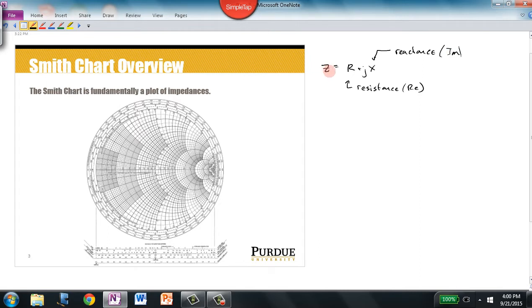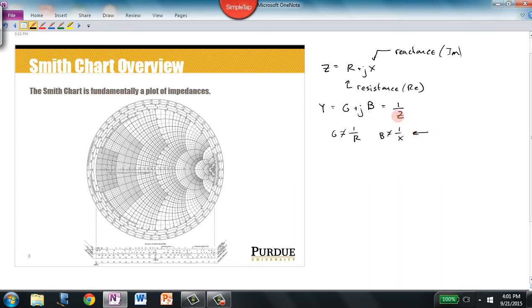We'll see that a Smith chart can also be used to plot admittances, and admittance is just the inverse of the impedance. The symbol we use for admittance is Y. It is conductance plus J times B, where B is the susceptance, and that is just equal to 1 over Z. It is not true that G is equal to 1 over R, and it is not true that B is equal to 1 over X. So don't make those mistakes.